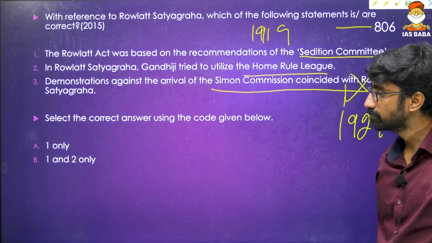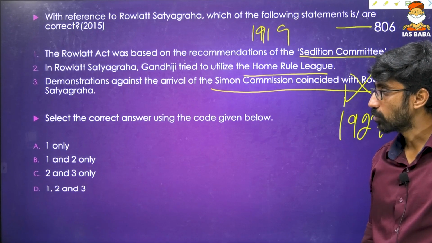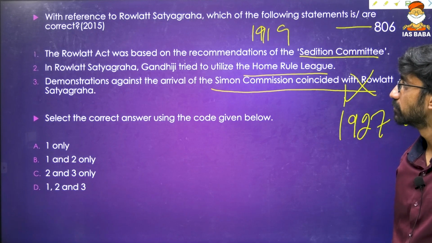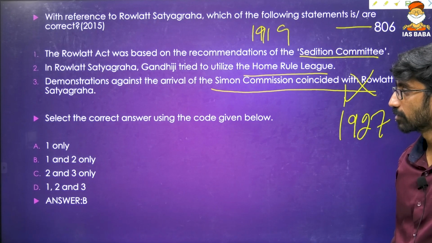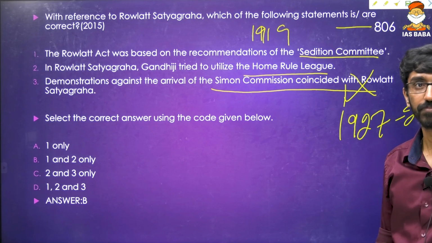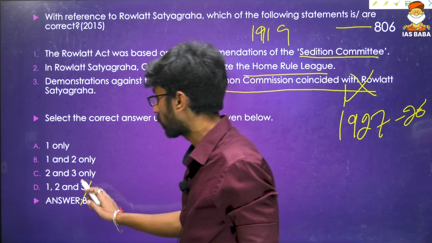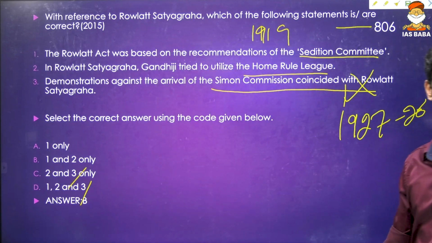So should the answer be 1 and 2, 2 and 3, or 1, 2, 3? The answer should be B, 1 and 2, because the third statement is wrong. 1 and 2 is the answer.